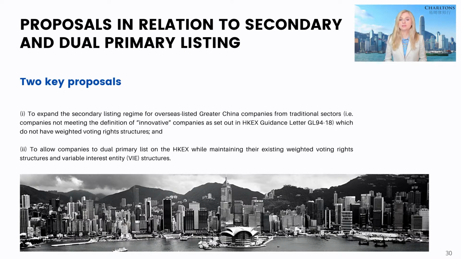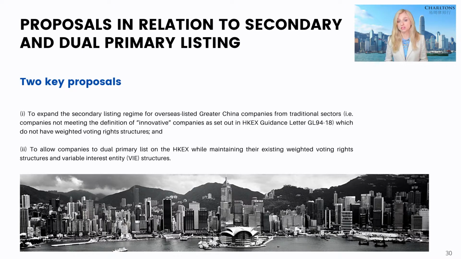The first proposal would allow US and London-listed Greater China companies from traditional sectors to secondary list in Hong Kong with a significantly lower market cap requirement than currently applies under Chapter 19C. This would pave the way for smaller companies with their centres of gravity in Greater China to secondary list in Hong Kong. The proposal is likely to be attractive to US-listed Chinese companies which have been subject to increasing scrutiny and political pressure.